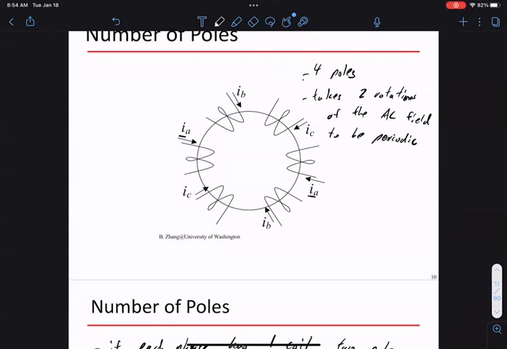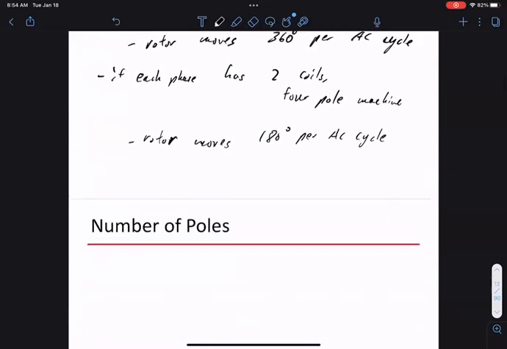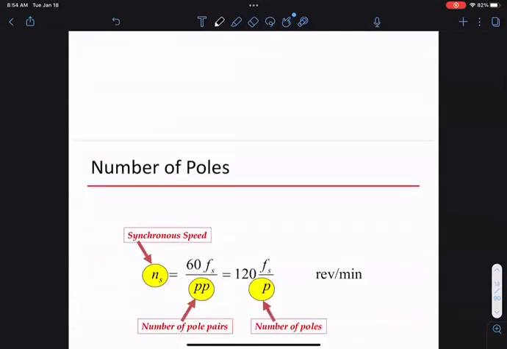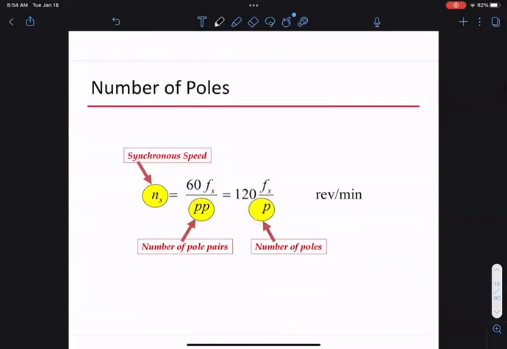And then that gives us a simple way of computing the synchronous speed. Basically, you take 60 times Fs, and you divide by the number of pole pairs you have.